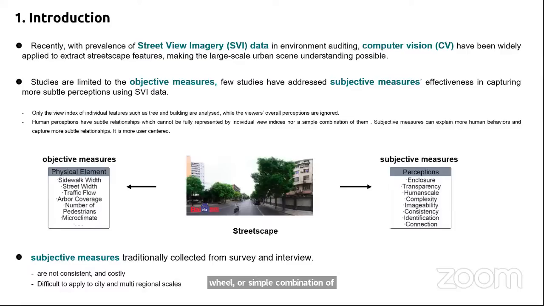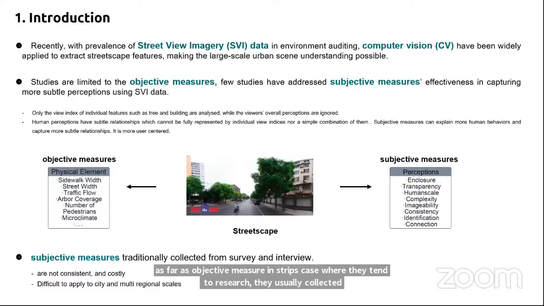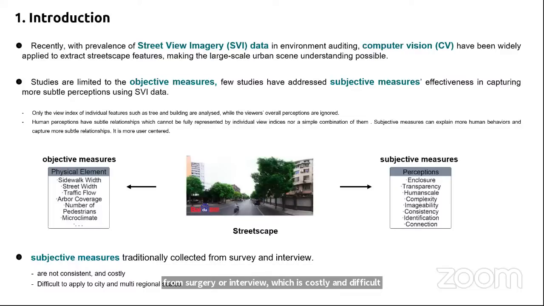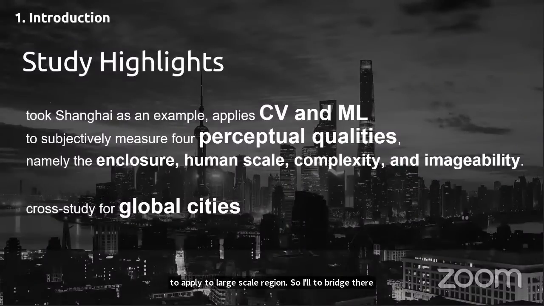Subjective measures can explain more human behavior and capture more subtle relationships. They are more user-centered. As for subjective measures in streetscape related research, they are usually collected from surveys or interviews, which is costly and difficult to apply to large-scale regions. So to bridge the gap, we took Shanghai as an example and applied computer vision and machine learning to subjectively measure four perceptual qualities: enclosure, human scale, complexity, and imageability. We also conducted a case study for global cities. Urban renewal implications are derived for policymakers based on the global comparison.